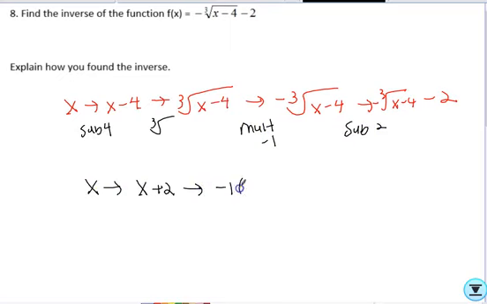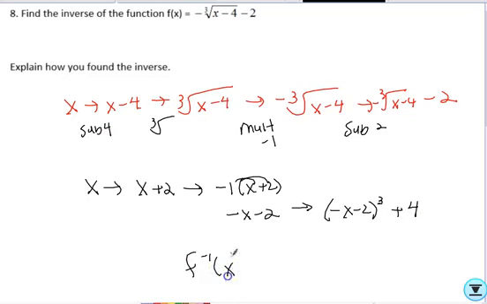I'm still going to multiply by negative 1. And I'm going to distribute that. Then I'm going to cube and add 4. So I'm going to do the last step. So F inverse of X is negative X minus 2 all cubed plus 4. Wow, this is a really long test review.